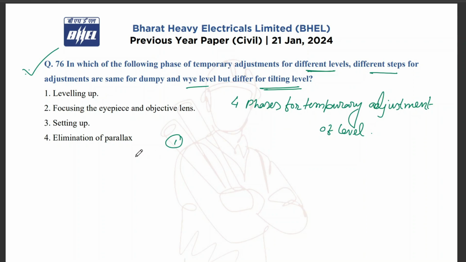So for dumpy level and wye level, the leveling up process is similar and it is using foot screws. But in tilting level, we use a tilting screw, which makes the process different.